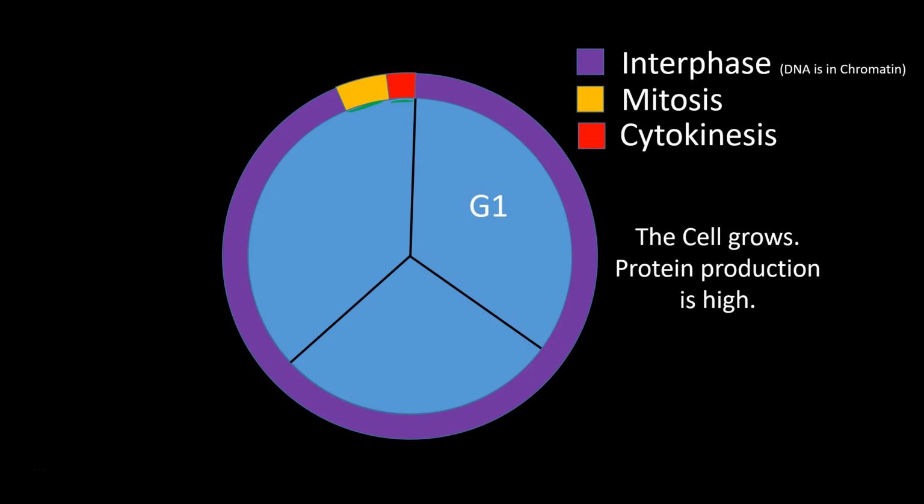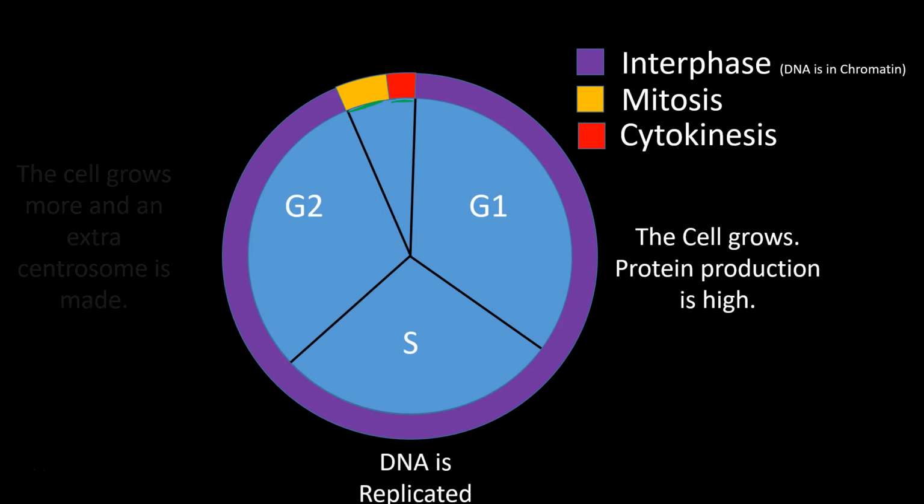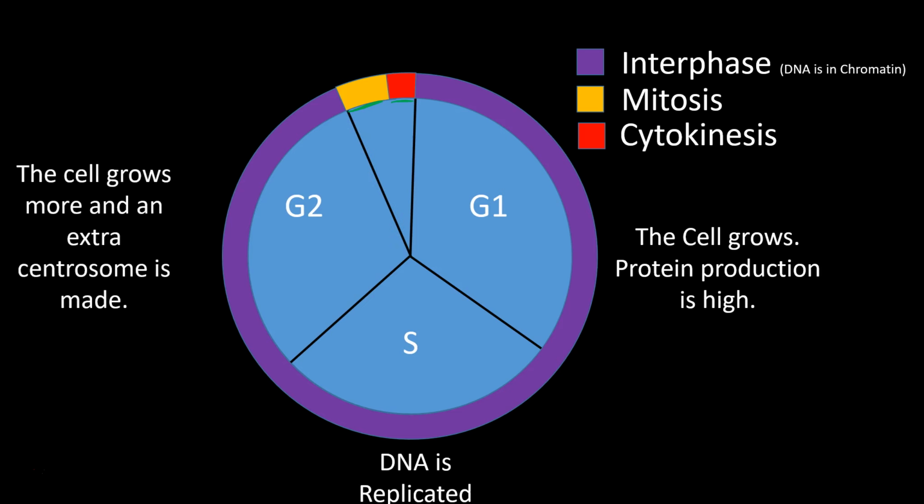G1, the cell grows. S, we're going to replicate some DNA. G2, we're going to grow some more. We're going to get an extra centrosome. We'll see why that's important in just a moment.